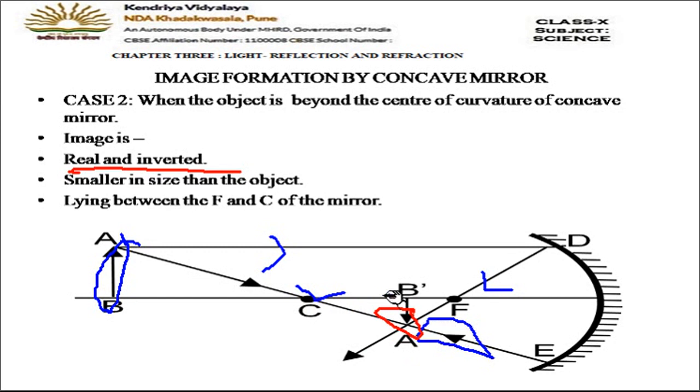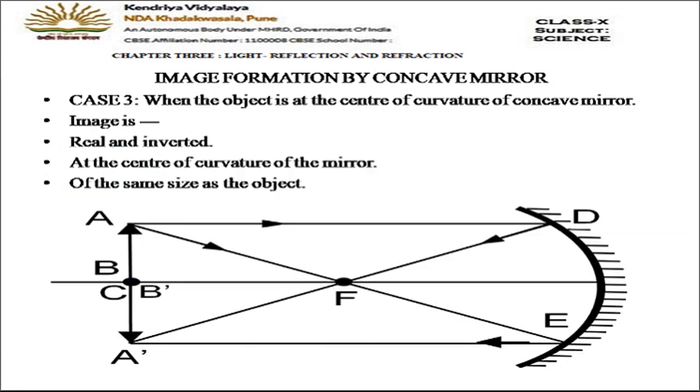Okay, and from the diagram you can see that the size of the object is this much and this is the size of the image, so you can directly write that the image formed is smaller in size than the object. Okay, and now very important, what is the position of the image formed? It is between C and F. Where is the image formed? Between C and F. Fine, so this was case number 2. Now let's move on to case number 3.